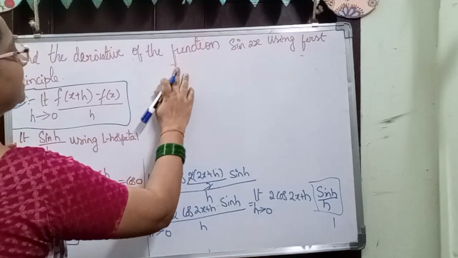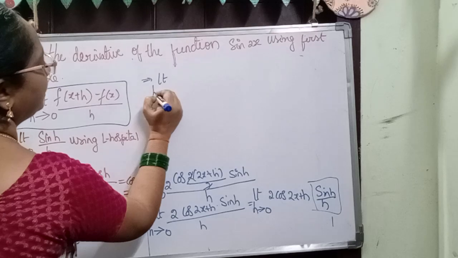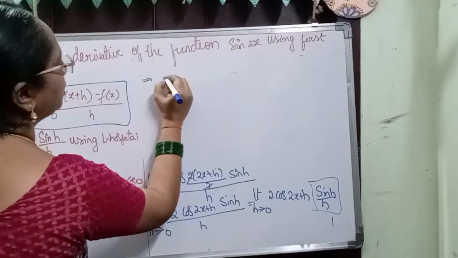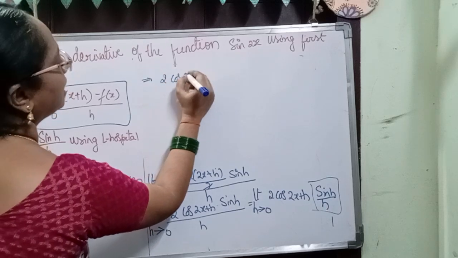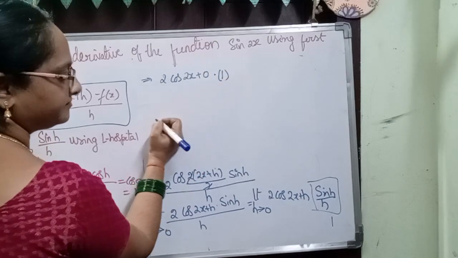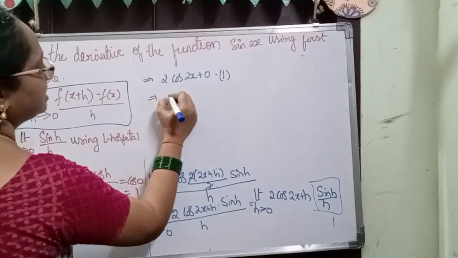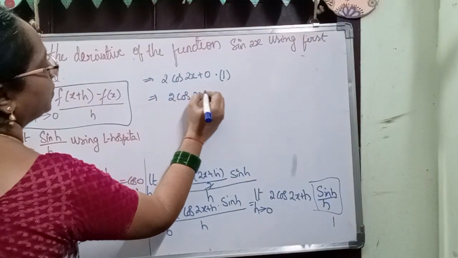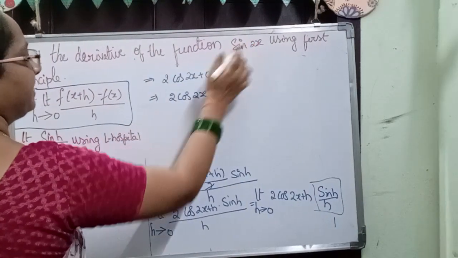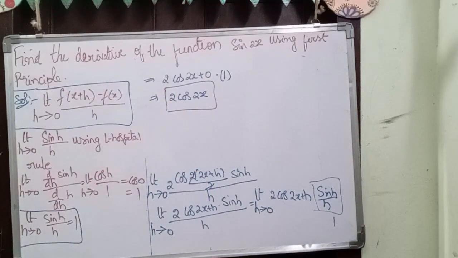So that implies limit h tends to 0, no need of writing this, 2 cos (2x plus 0) into 1. This is 1, right? I did the proof here. That implies 2 cos 2x. That is the answer for the derivative of sin 2x using the first principle.